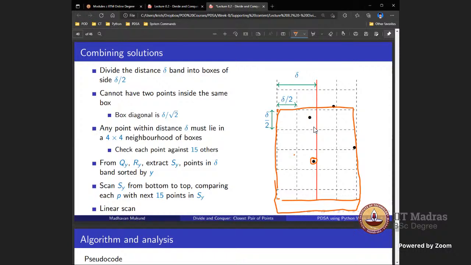Each grid length is delta by 2, so we compute up to a max distance of delta on both sides, and that's enough. Even though we are splitting into delta by 2, that's fine. One thing I cannot recall clearly: Professor Madhavan marked 16 points on each cross section, one point in each cross section. So what is that concept?